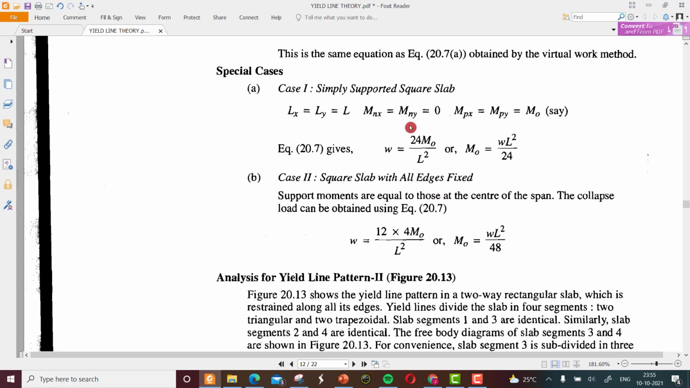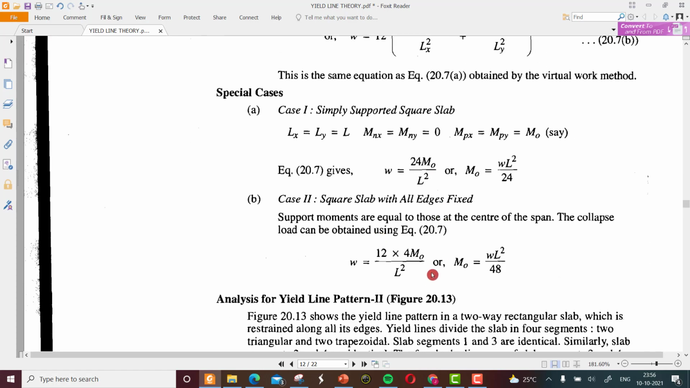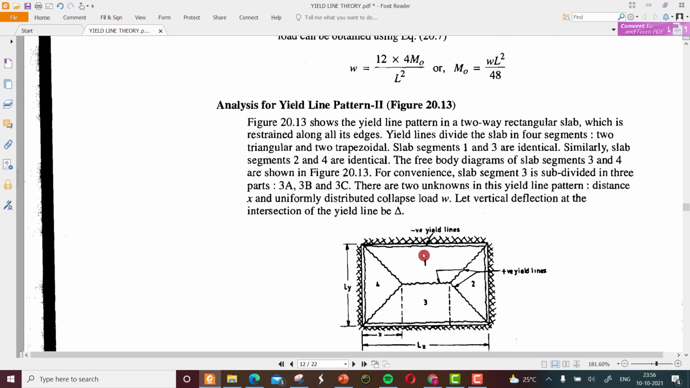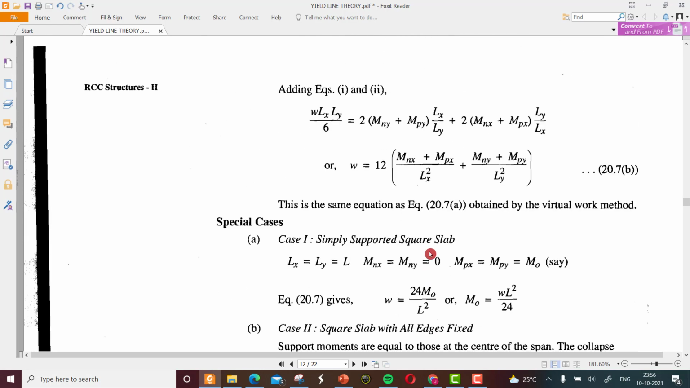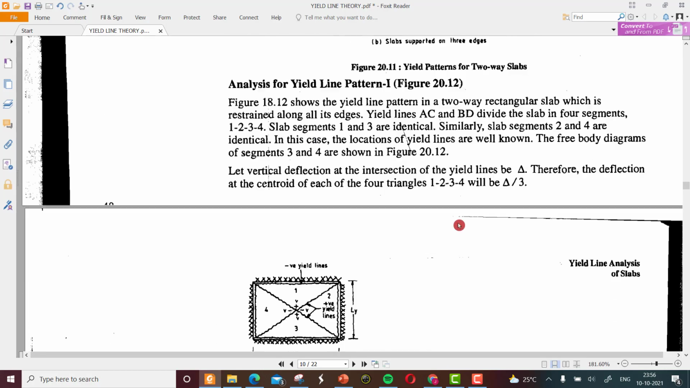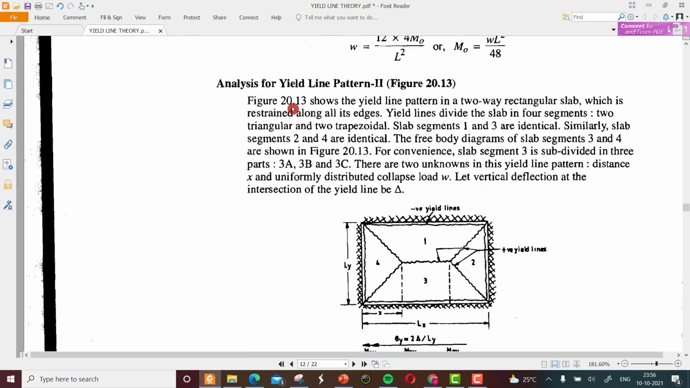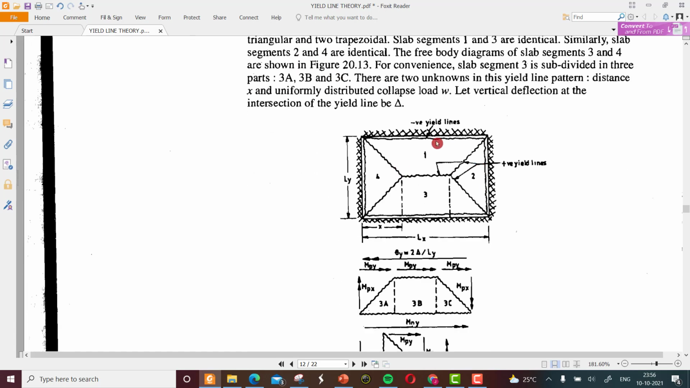So there will be some moment of Mnx and Mny. Support moments are equal to those of the central span. The collapse load can be obtained using the equation 20.7. So this equation can be used to find the collapse load for the special cases. In the same way, like we did for the first line pattern, we can now discuss line pattern 2, which is like this.